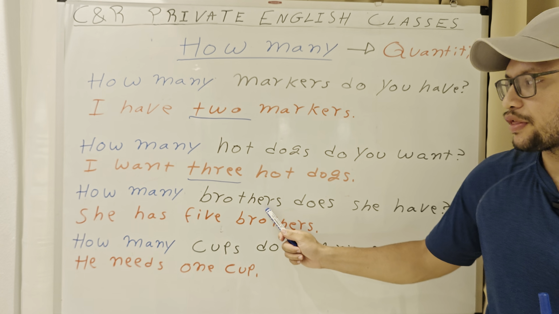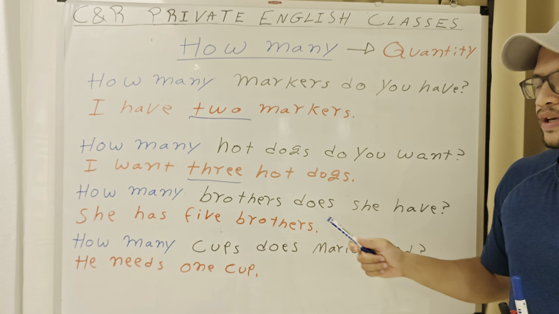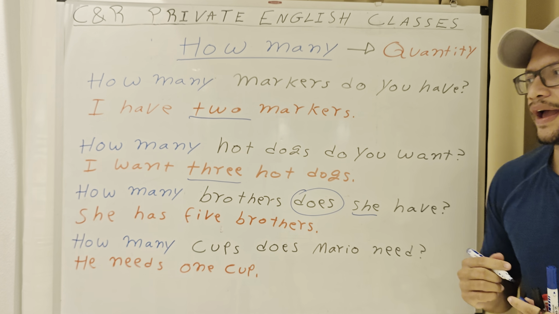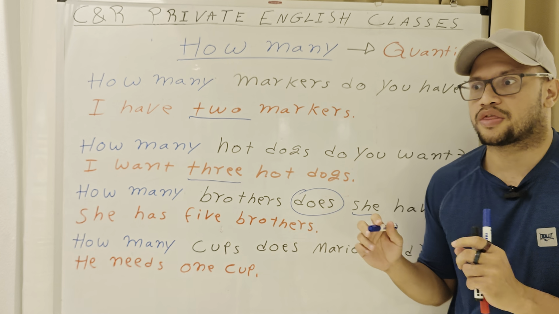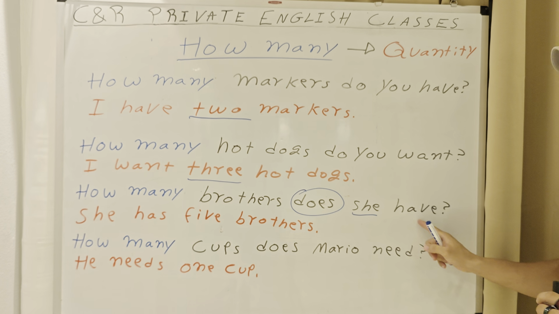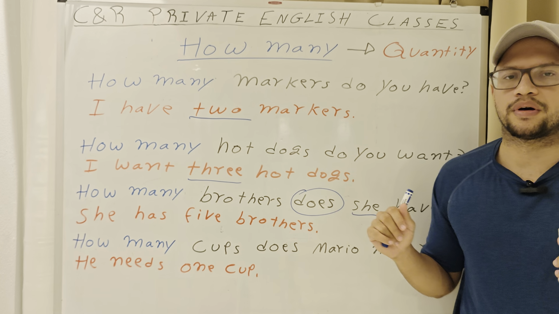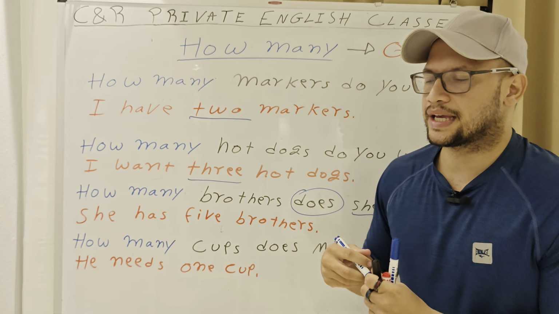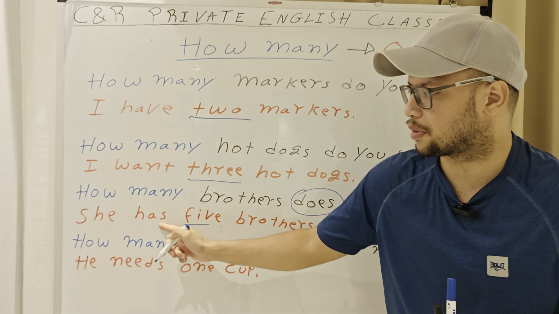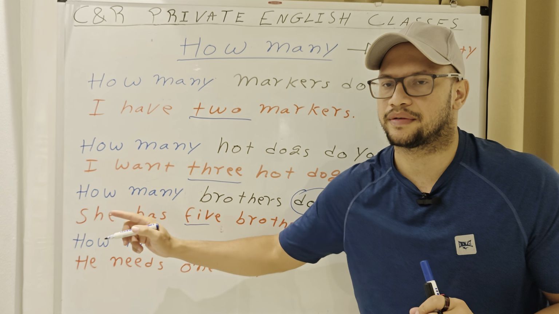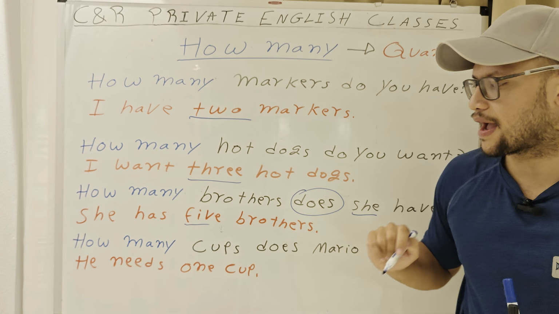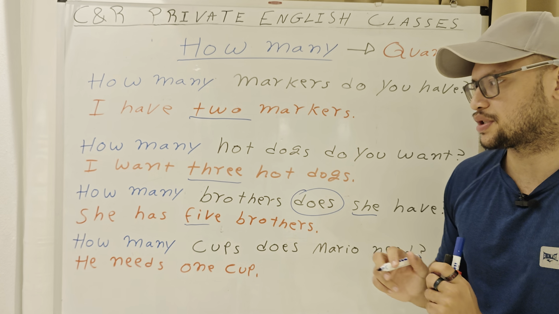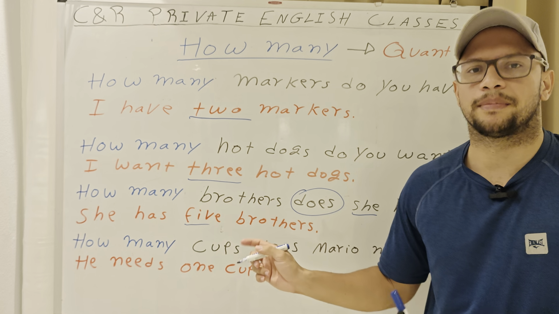How many brothers does, we use does here because we have she. How many brothers does she have? She has 5. Remember, we use has because we have she here. She has 5 brothers. The focus is the number.